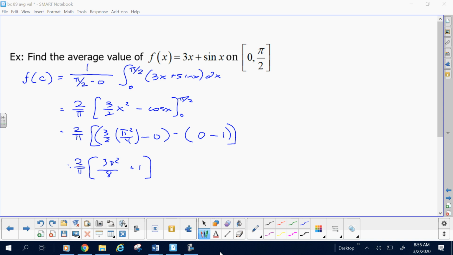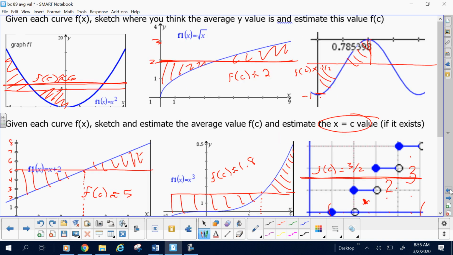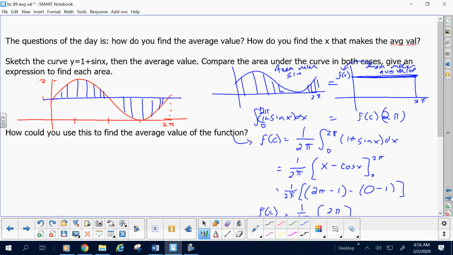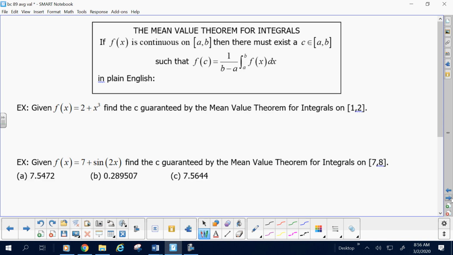Now, back here, when I did this picture, most of these have an x where the average value is made. However, in this case, there wasn't one. There wasn't an x on the curve where that average value occurred. It was kind of in between chunks, and that was because it wasn't continuous. Now, that is a reference to the unfortunately named mean value theorem for integrals.